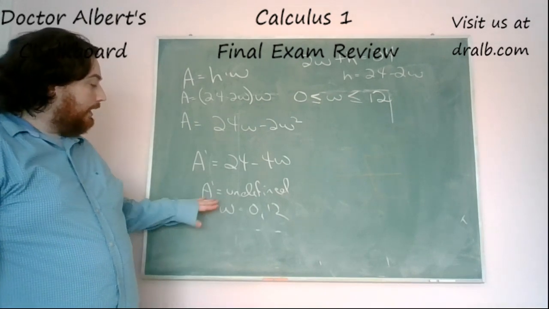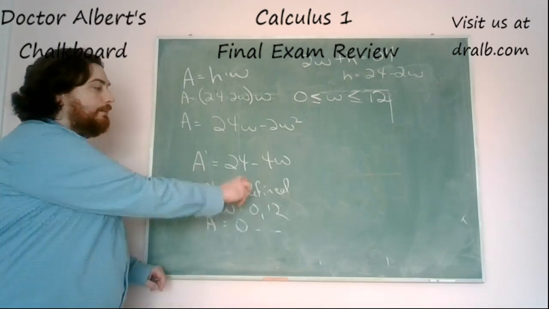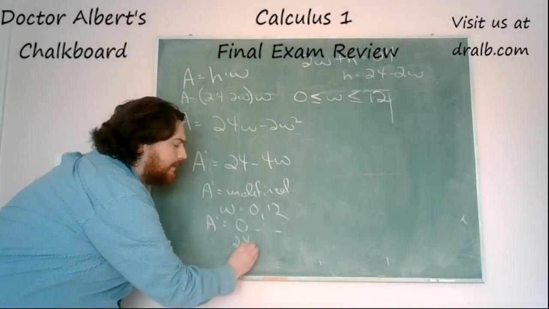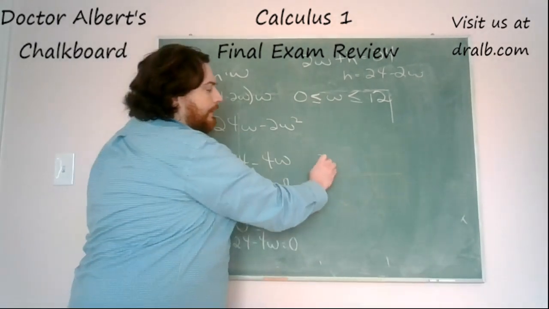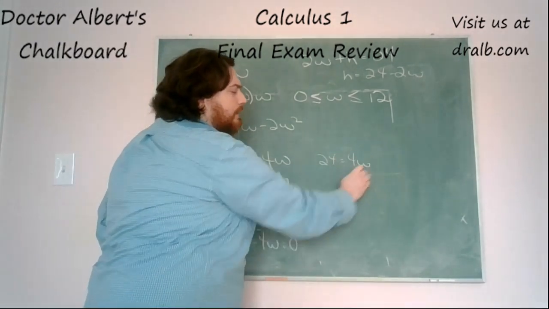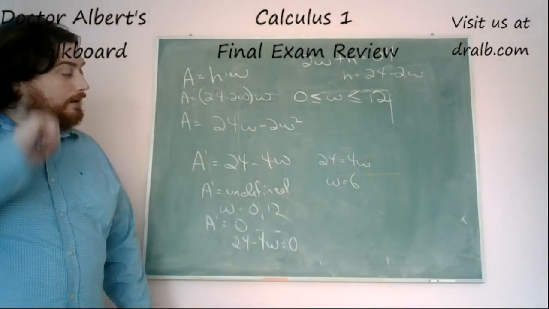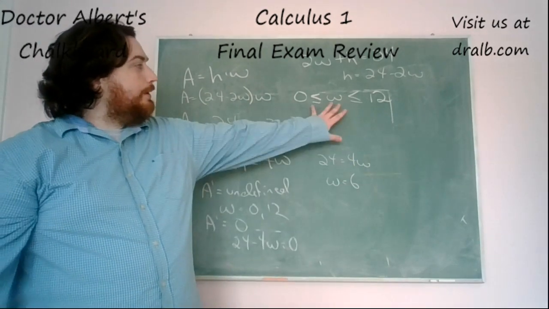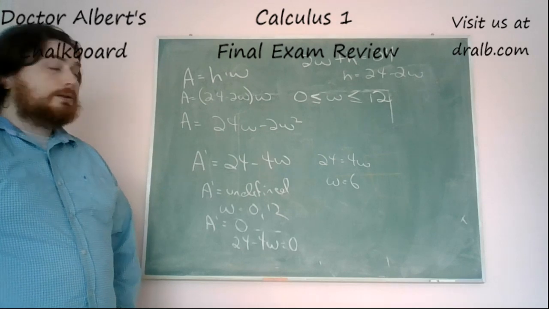The next point we would have is, where is my derivative equal to 0? Well, my derivative 24 minus 4w is 0. So if I add over, I get 24 is 4w. So w is 6. And now if I look at 6, notice that 6 is between 0 and 12. So it is indeed in the domain. So it is a critical value.